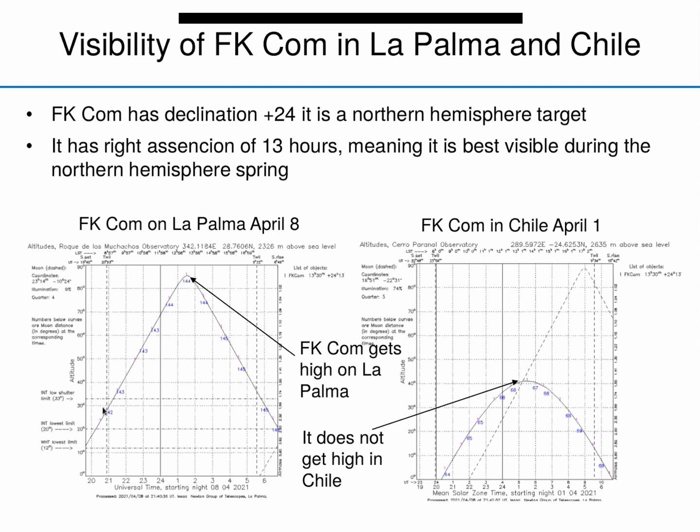Whereas for Chile, it doesn't get very high up because our telescopes are at -24, and the declination of this is +24. So it never gets very high up.